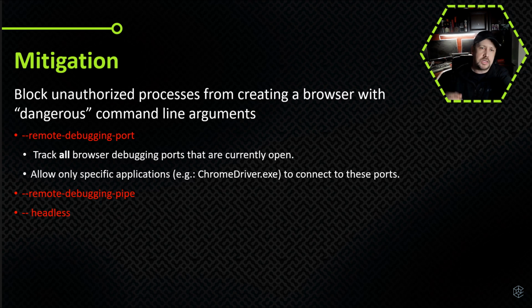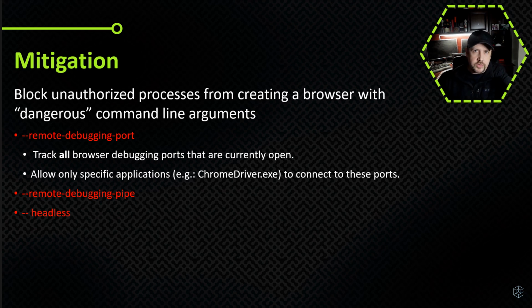So what I would recommend is these three particular command line arguments: remote debugging port, remote debugging pipe, and headless. There's no reason our standard end users need to be using these arguments. But EPM allows you to have granular controls over your processes. So maybe you want to allow Chrome to run, but block certain arguments. EPM can do it. Maybe you just don't want to allow certain applications to run at all. EPM can do that. This is really why Endpoint Privilege Manager's application control capability is incredibly powerful.